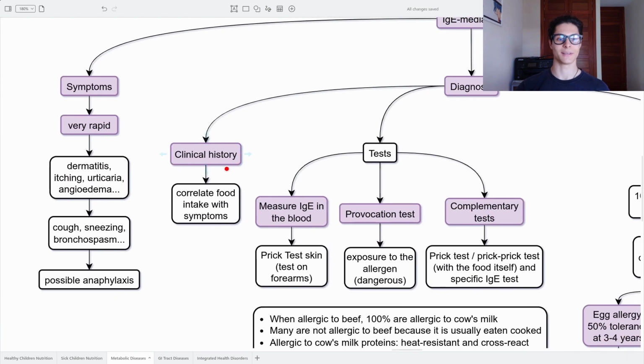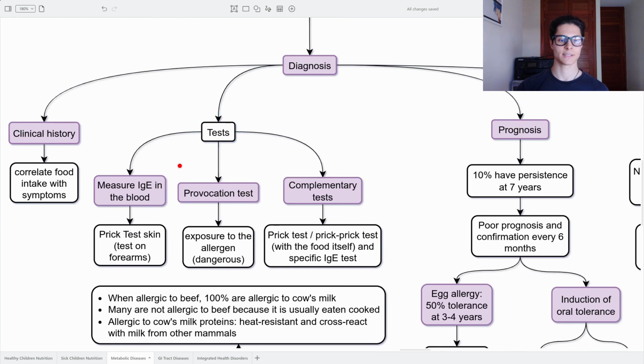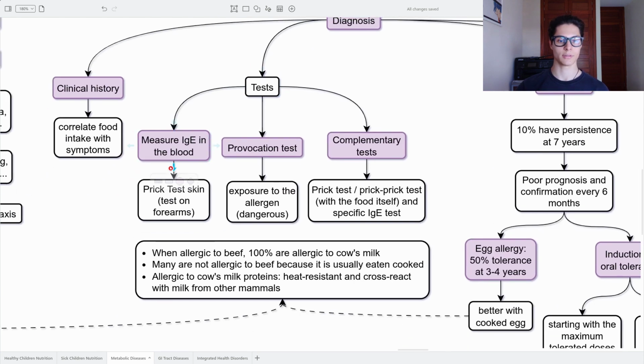Diagnosis: we have the clinical history. So we have to correlate the food intake with the symptoms. The tests: we have to measure the IgE in the blood. We're using, for example, the prick test, skin test on the forearms. This is the one we do here. The provocation test, which is the exposure to the allergen.